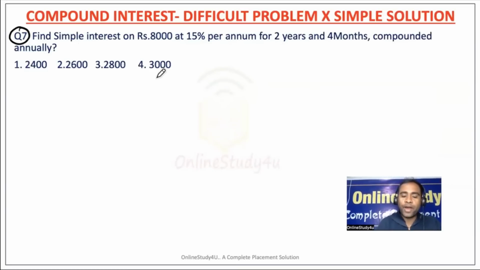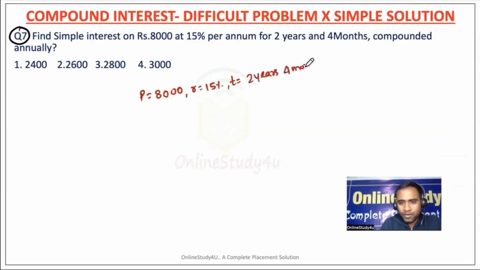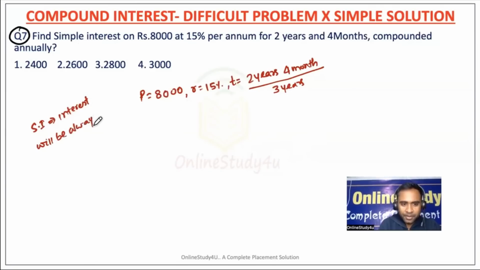Now let us see. Find simple interest on rupees 8,000, okay? Rate is 15%, and time is 2 years and 4 months. For some time you assume 3 years, and then we will calculate for 2 years 4 months. Always remember, in simple interest your interest will be always the same.